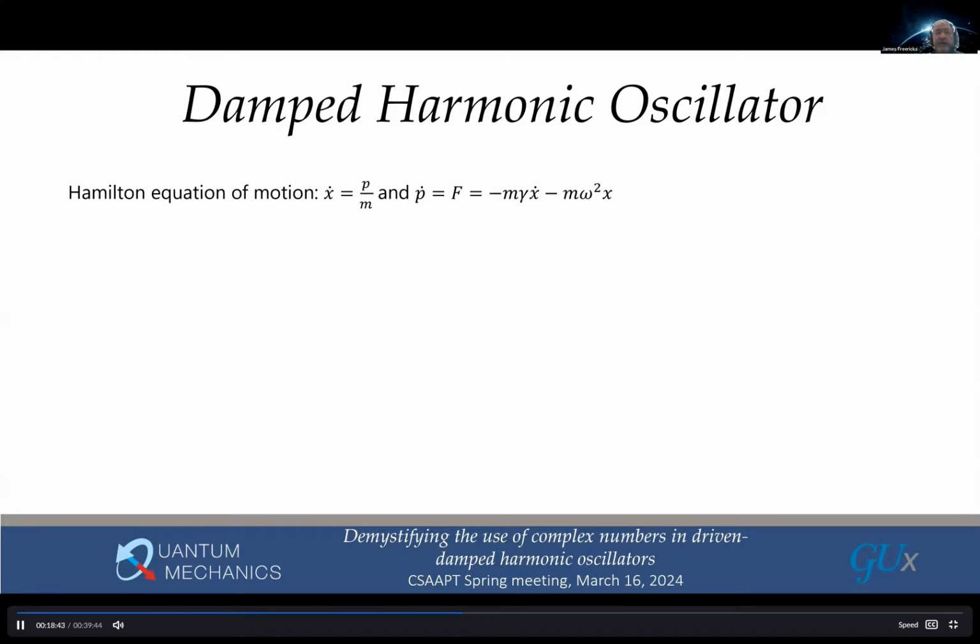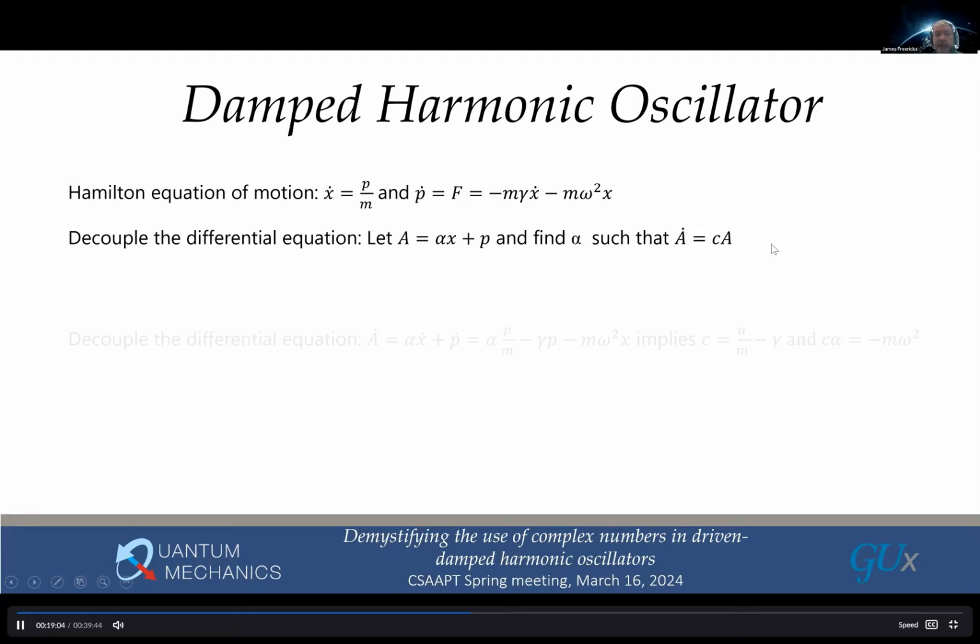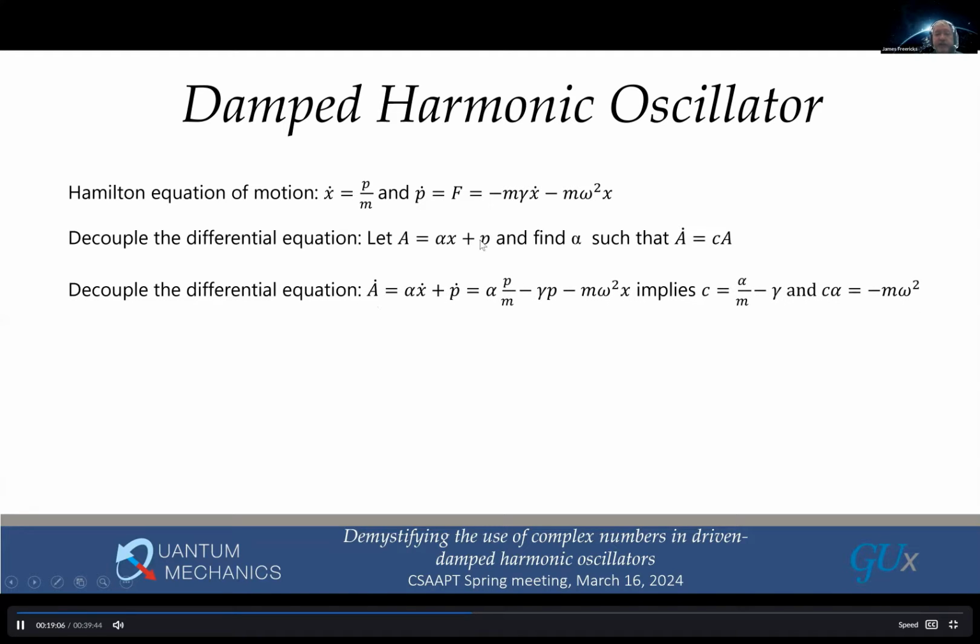So we can now look at the damped harmonic oscillator. For the damped harmonic oscillator, we have an extra force proportional to the velocity. We're just taking a velocity-dependent force as opposed to a square of a velocity-dependent force. And again, we pick A as alpha x plus p, and we want to decouple the equation such that A dot equals cA. We just do the same thing. We differentiate it, substitute in for x dot and p dot, and we then match coefficients. So this is the coefficient of p, that must equal c. And then this is the coefficient of the x term, that must equal c alpha.